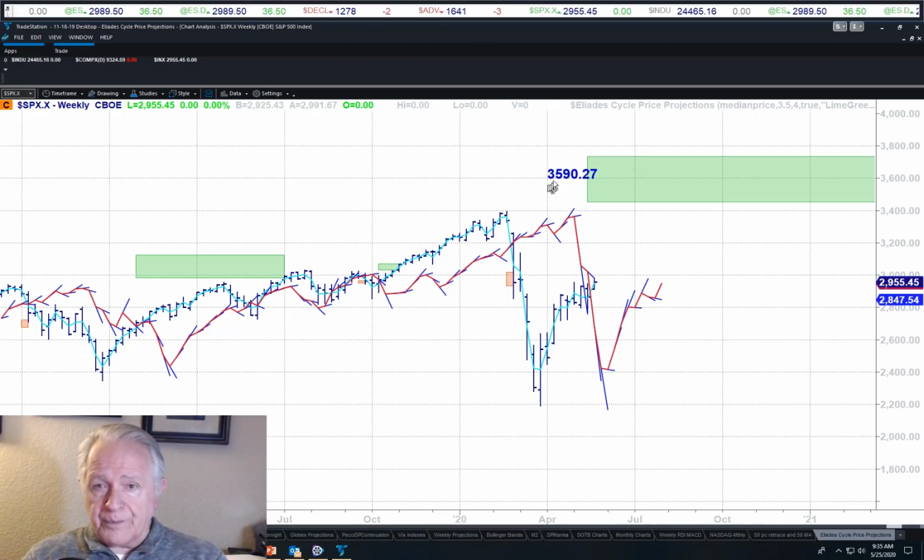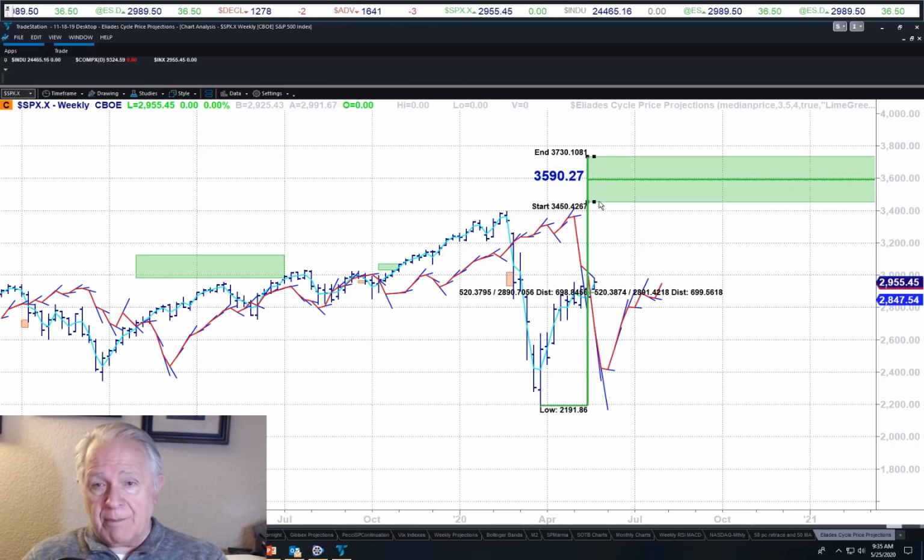So now, the projection for the S&P, and it's given and confirmed now on the weekly chart, calls for 3590.27, and the plus and minus parameters give us 3450.43 to 3730.11. Okay, that's on the S&P cash. Let's take a look at the Dow Jones Industrial Average now.